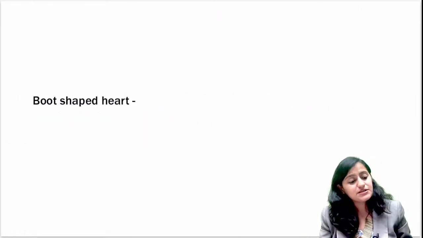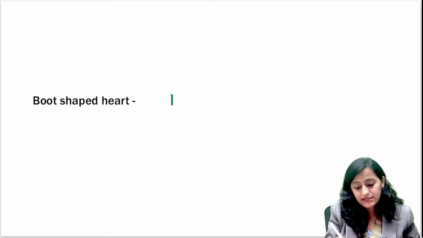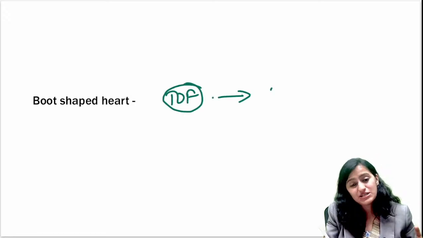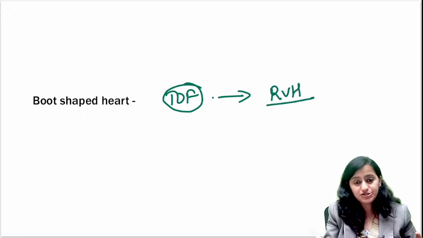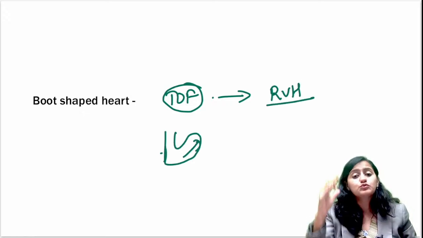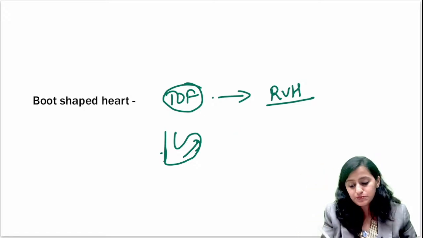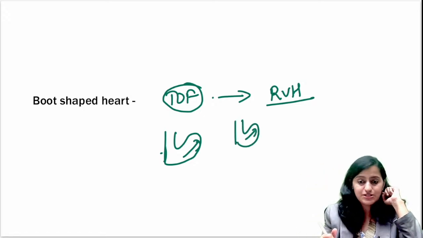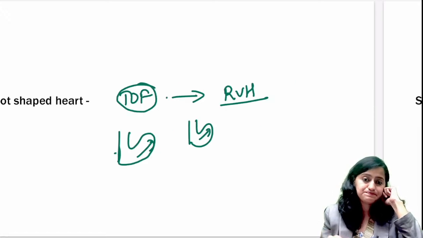Next one, where do you see boot shape heart? Boot is seen in TOF. Why do you see boot shape heart in TOF? Previous NEET PG exam question, because of RVH, which takes the apex of the heart upwards like an upturned boot. Okay, so boot shape heart is seen in TOF because of the RVH, right ventricular hypertrophy.